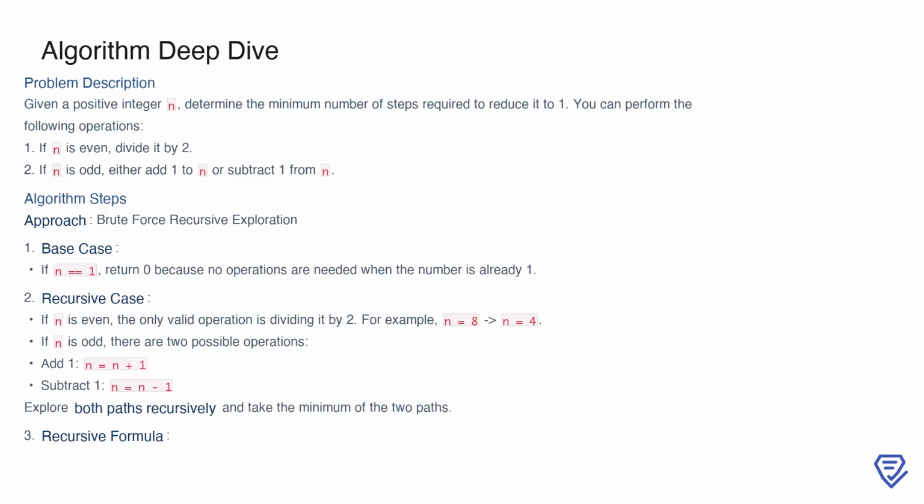To approach this, we can use a brute force recursive exploration. The base case is simple: if n is already 1, no further operations are needed, and we return 0. For the recursive case, we handle even and odd numbers differently. If n is even, the only valid operation is dividing it by 2, which reduces it more efficiently. For odd numbers, we need to explore both possible paths, adding or subtracting 1, and compute the minimum steps required for each. This ensures we find the optimal solution by evaluating all possible outcomes recursively.